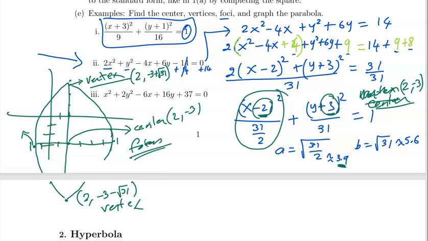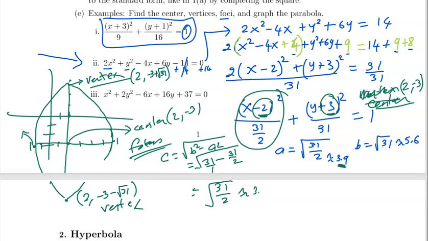What's a focus? You need to figure out what c is. Remember that c is the square root of b squared minus a squared, since b is bigger. So b squared is 31 minus a squared, which is 31 over 2. 31 minus 31 over 2 gives 31 over 2. So that's close to 3.9.